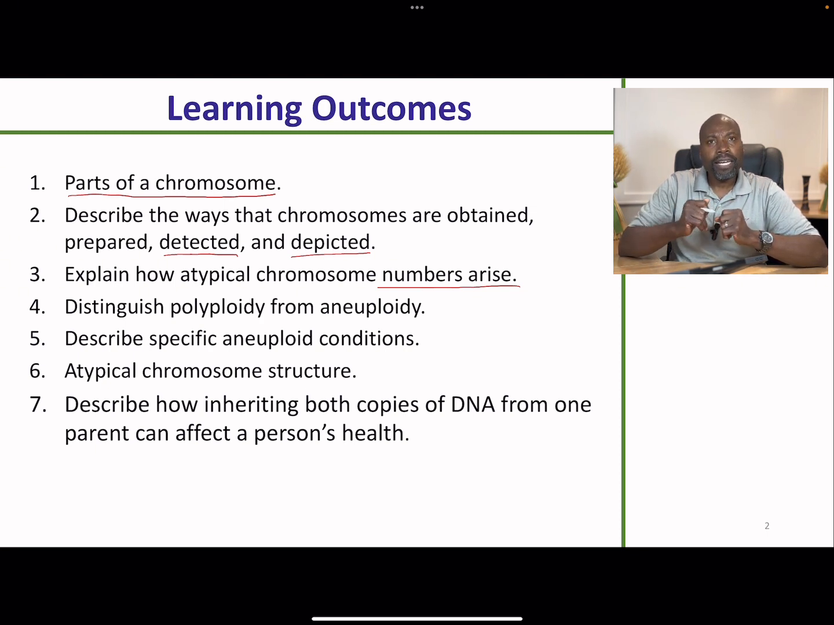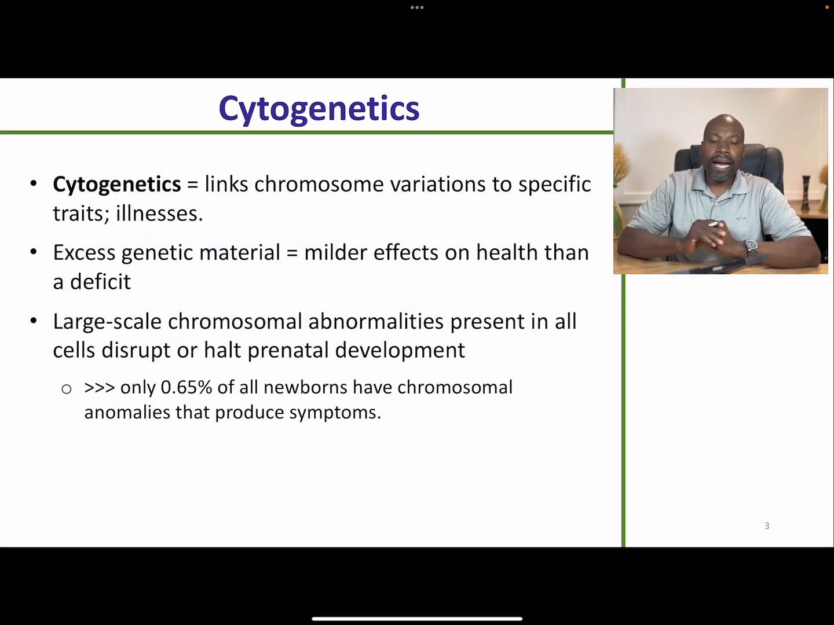And also, and finally, we are going to look into situations when an individual has received extra chromosomes from one of the parents, or is missing chromosomes from one of the parents. So in either case, we are going to dive into all these different aspects of the chromosomes. So now the first step we are going to make is to talk about cytogenetics.